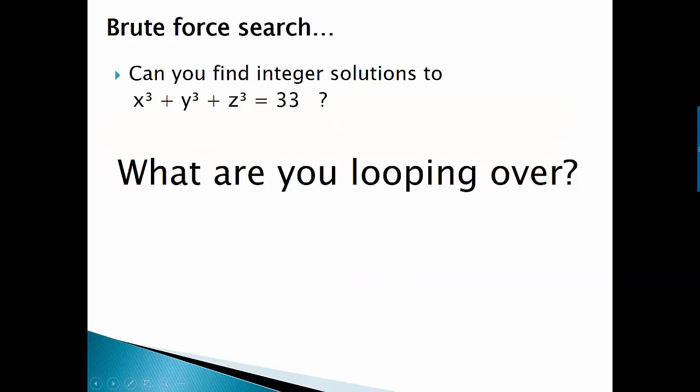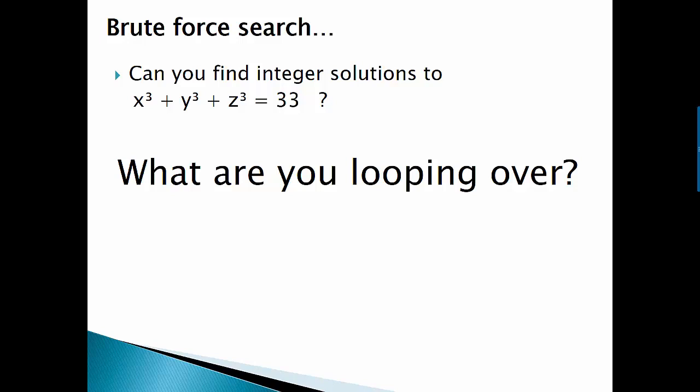So here's another kind of straightforward example. Can you find integer solutions? So that is integers for x, y, and z, which satisfy this equation. This type of equation is called a Diophantine equation. And this particular example actually was unsolved until 2019 when a solution was found using computer search. So that's why I selected this as an interesting example.